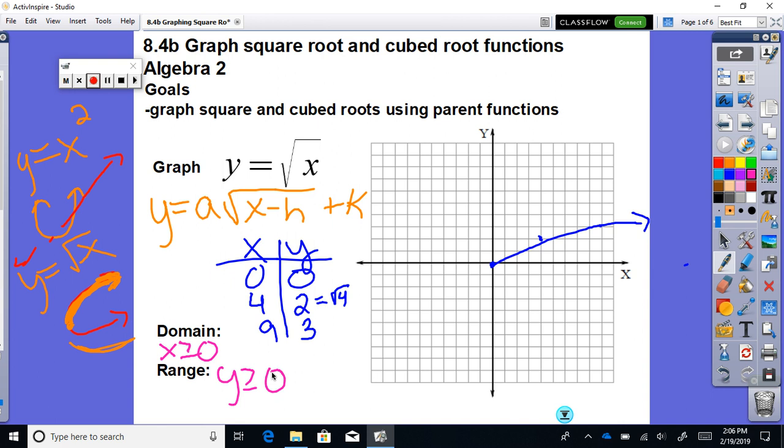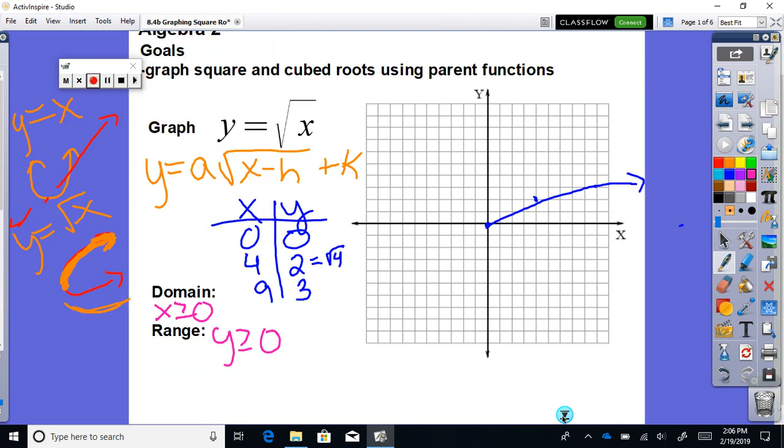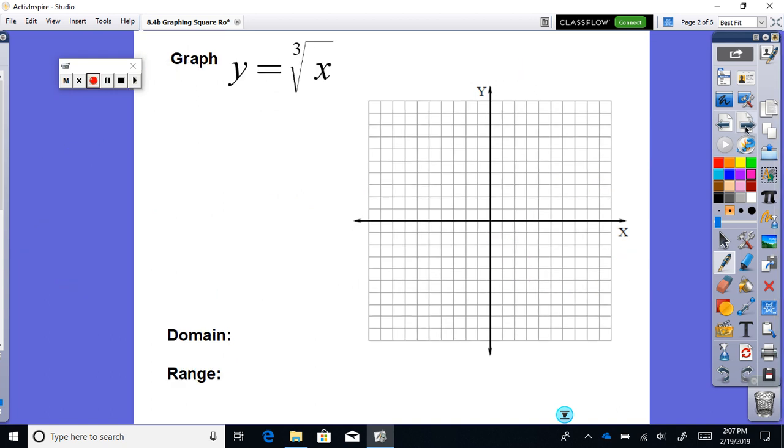Now, if we start adding in a values, the a value is going to change kind of like the steepness, how quickly it rises up or down. And then it also reflects it over the x-axis. So if you have a negative out front, it would open down here instead. And then the h, k moves it left and right, just like a typical shift. So we'll see some of those examples here.